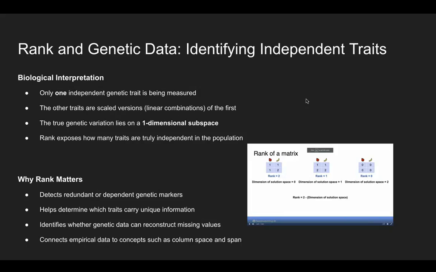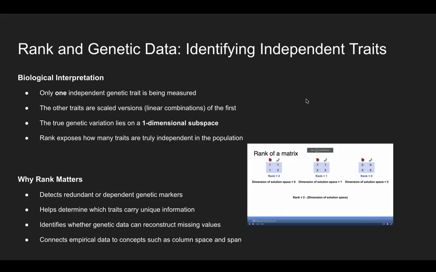Biological interpretation is that only one independent genetic trait is being measured. The other traits are scaled versions, linear combinations of the first. The true genetic variation lies on a one-dimensional subspace. Rank exposes how many traits are truly independent in the population.